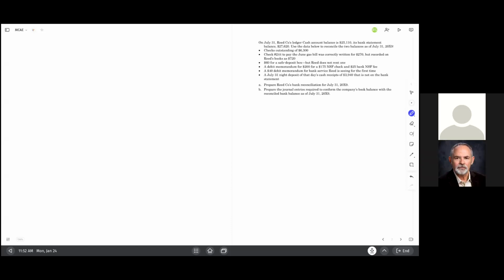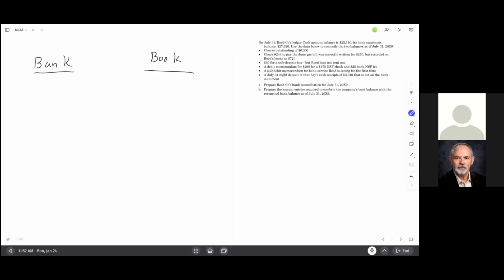Okay, so let's do a bank reconciliation. We got our data off here to the right-hand side, and that's pretty typical of a bank reconciliation problem. So let's start by doing the bank side, and we'll go ahead and add the book here. The first thing you want to do is do the balances. Now, if the problem asks you for just the bank side, let's go ahead and just do that.